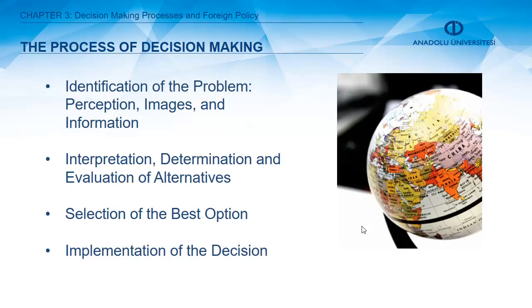Okay, now whether there are different approaches to the making of foreign policy decisions, there is one process of decision making for all situations. You have first identified the problem, and then after identifying there is a problem to decide on, you have to interpret the problem, the situation, and then determine the alternatives. After determining the alternatives, you have to assess and evaluate them. The most important phase of this process is, of course, the selection of the option, but of the best option. And after this phase, implementation of the decision comes.